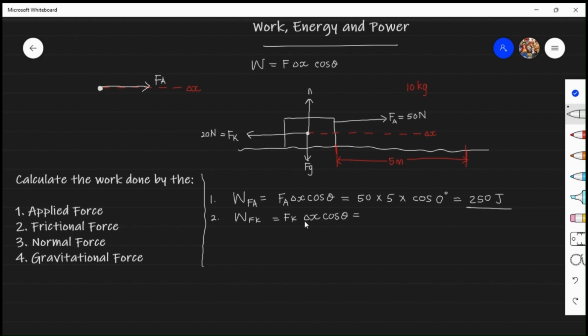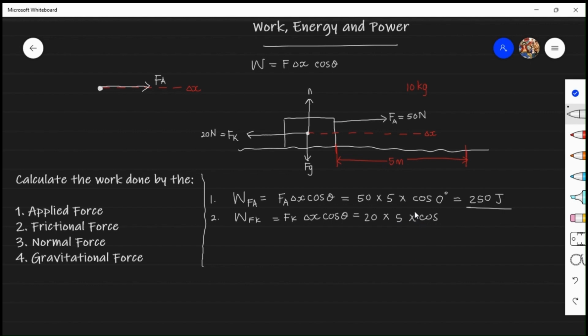So once again, work is a scalar quantity, therefore we are going to substitute the magnitude of the forces, not the positive or negative signs. So we know that the kinetic frictional force is 20 newtons times our displacement of 5 meters times cos of the angle between them.